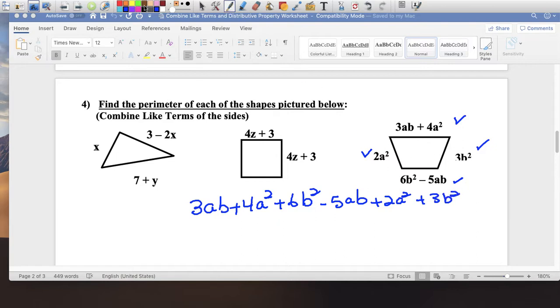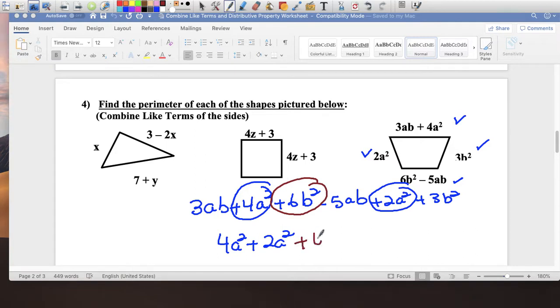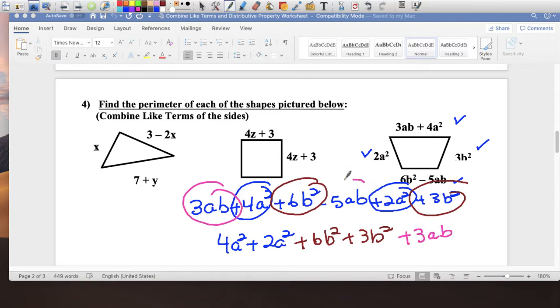So I'm going to look for all the ones that are a squared. Right here. Another a squared. So this is a 4a squared, and there's another a squared. So 4a squared plus 2a squared. Then I'm going to do the b squared. So 6b squared. Another b squared? Yes, there's another one right here. Plus 3b squared. And finally, we have the last two remaining like terms, and this is plus 3ab. And this one looks like a minus 5ab.